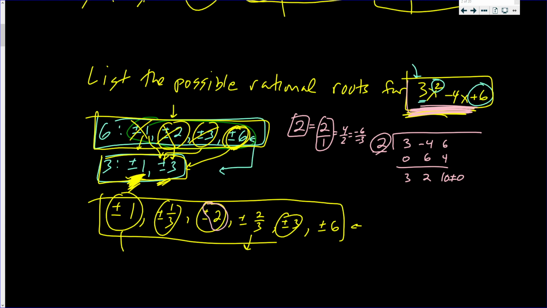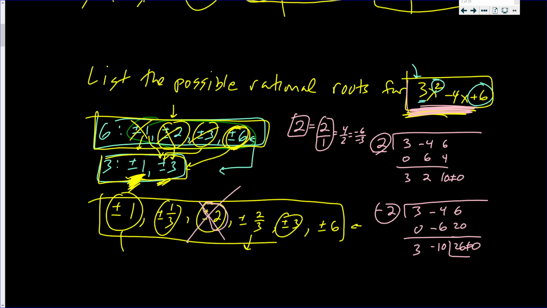While we're at it, let's try negative 2. Is negative 2 a 0? You multiply by negative 2, you add, you get negative 10. Multiply by negative 2, you get 20. You add, you get 26. It's not 0. So I know for sure that 2 and negative 2 are not rational zeros. So you can try the other 10 to find a rational 0.